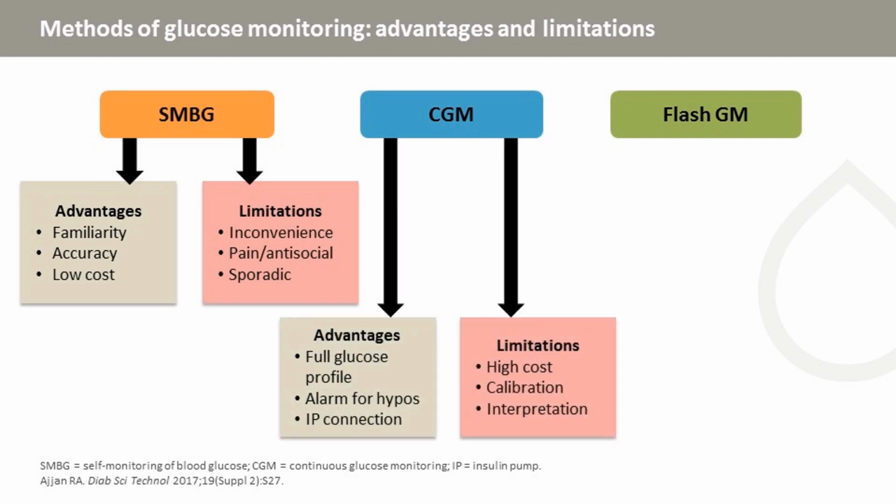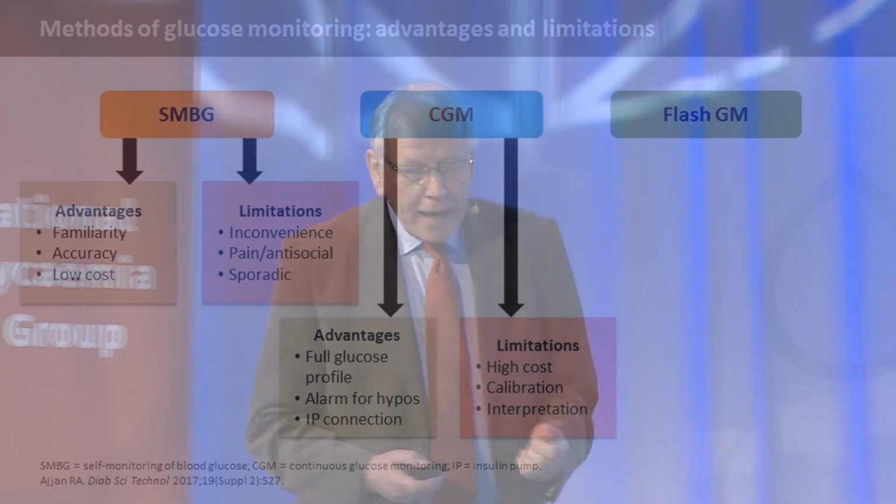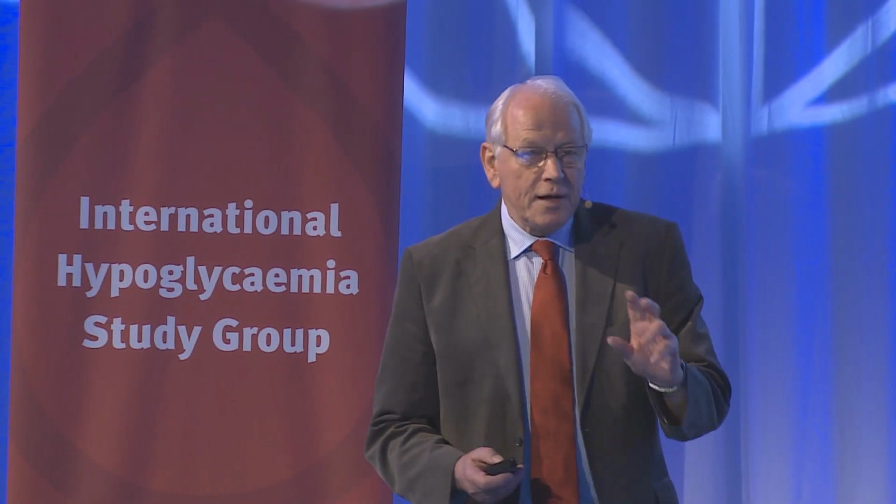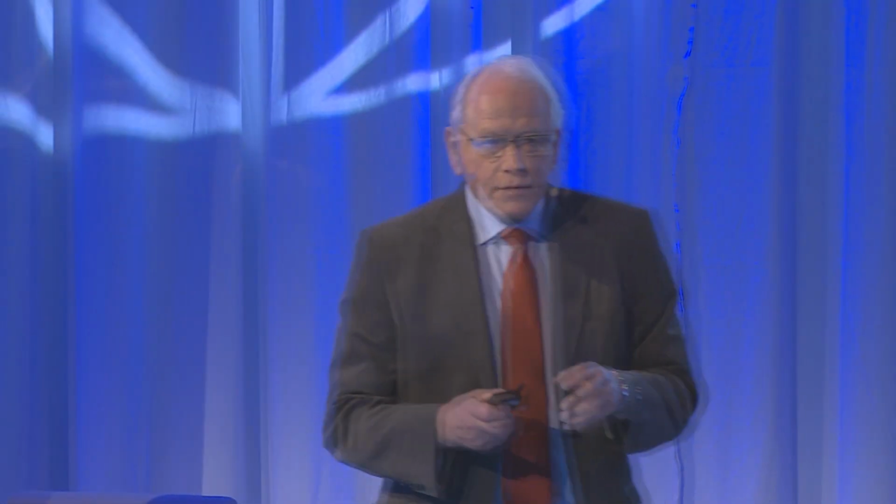So, of course, continuous glucose monitoring is now available in some places. It has the advantage of giving a full glucose profile, and it has an alarm system, and you can connect it up to a pump. But it's very expensive, so it's not widely available for many people. And it has to be calibrated, and you have to get somebody who knows what they're doing to interpret it. So again, it's not just a case of, well, here's my results, doctor, have a look at them. You've got to download it, you've got to look at it carefully.